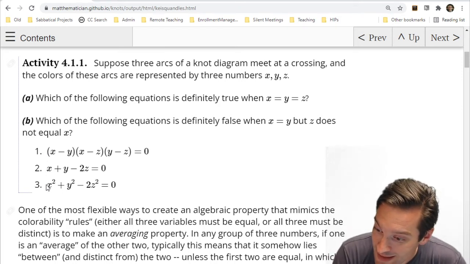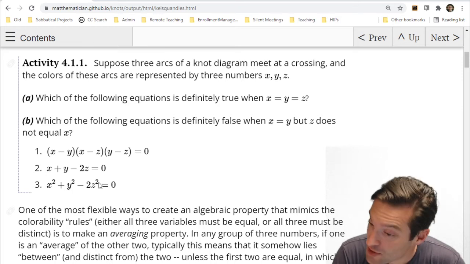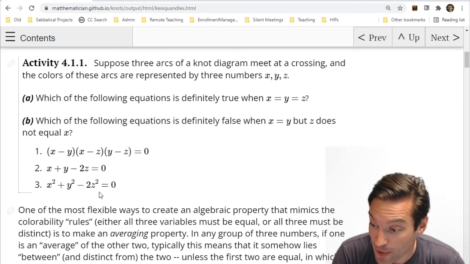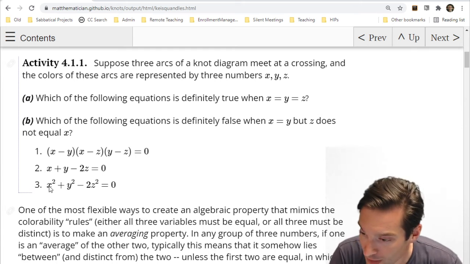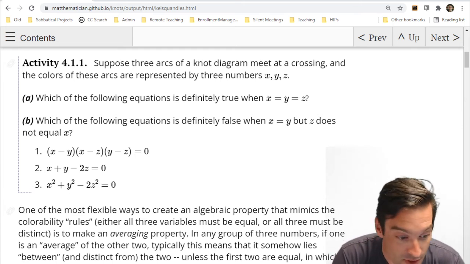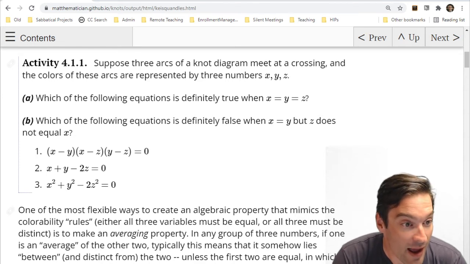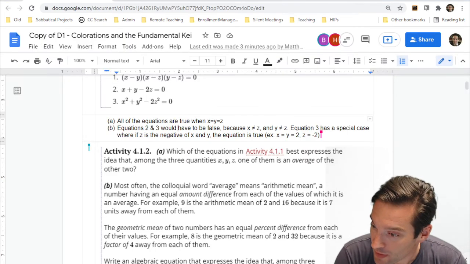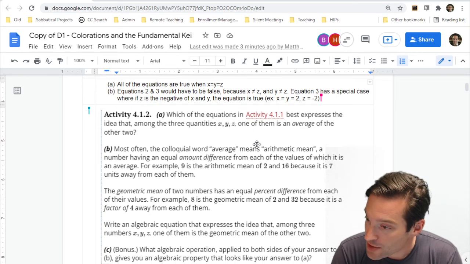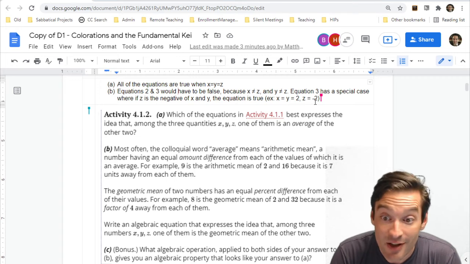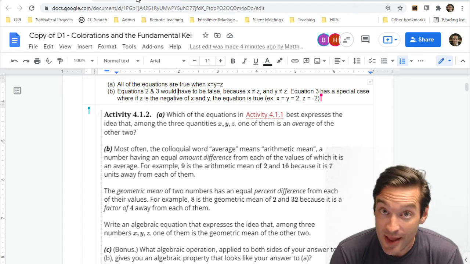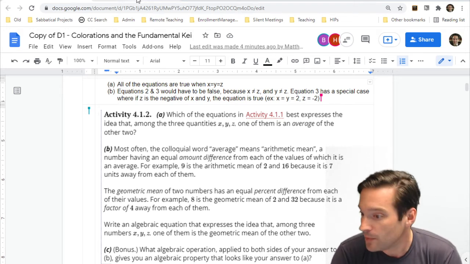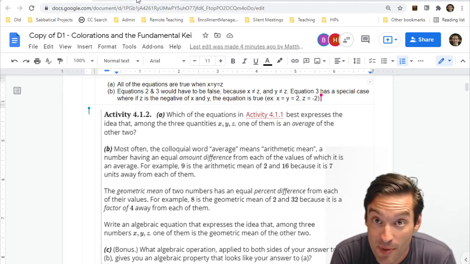We have a slightly less profound violation going on in the third example, x squared plus y squared minus 2z squared equals 0. If x and y are both the same, then we get something like 2x squared minus 2z squared is equal to 0. But as your teams noticed, we can still make that equation true even if z is different from x and y just by making z equal to the opposite of x and y. Like if x and y are equal to 2, we can make z equal to -2 and still have that equation be satisfied.